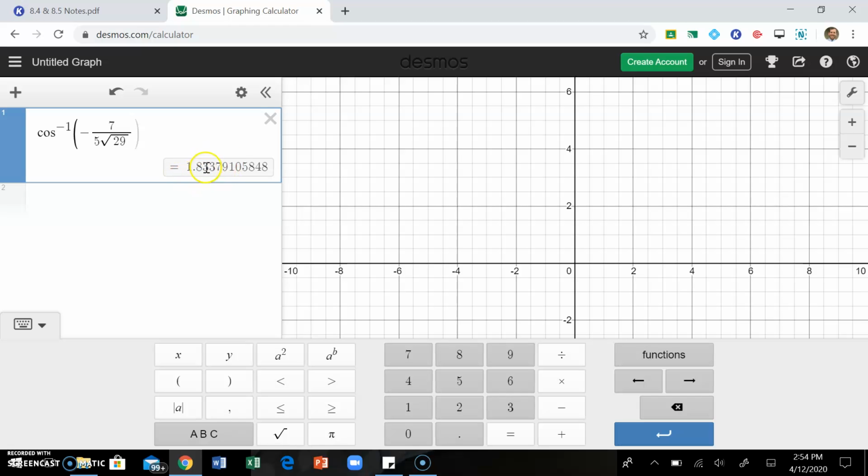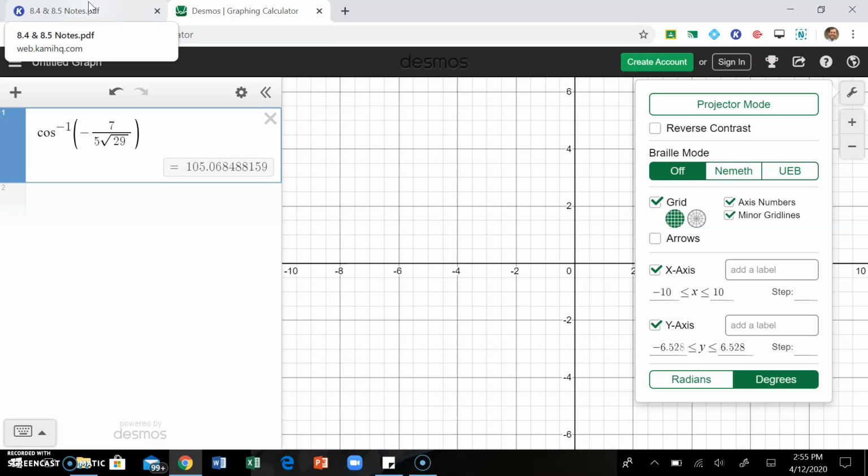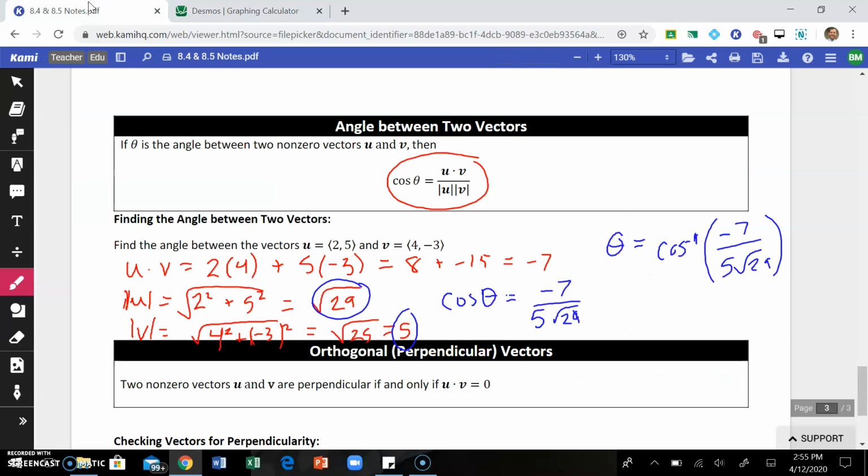29. Now, this answer is dependent upon what setting we are in. So if we are in radian mode, that will be a radian answer. It's probably going to make more sense for you if we do degrees, so we switch that to degrees, and now I see my answer is 105 and some change. So the answer to this, the angle between these two vectors, is approximately 105 degrees. Okay.